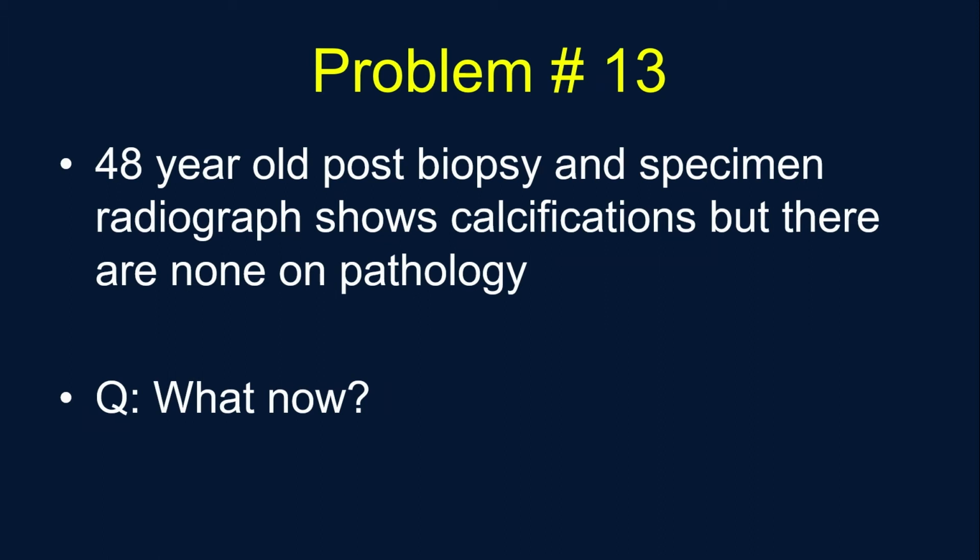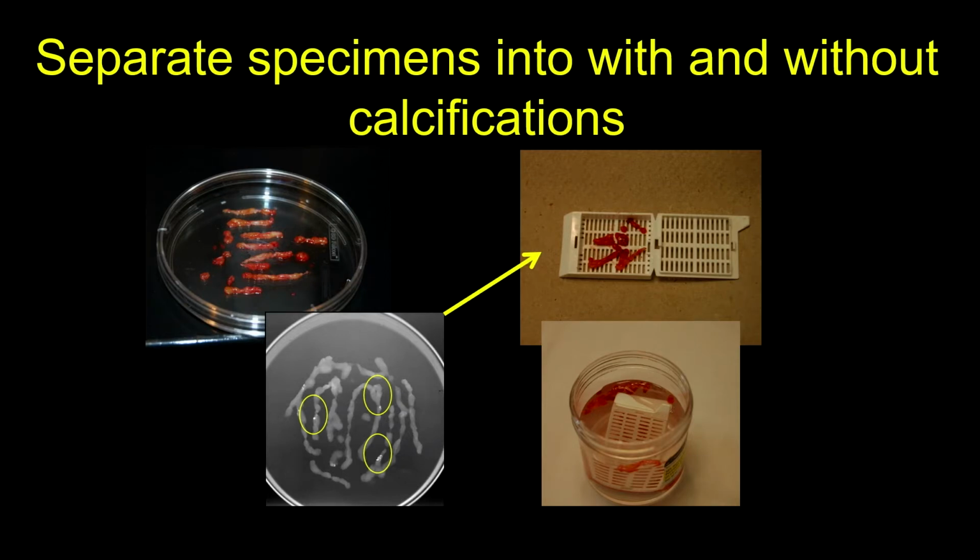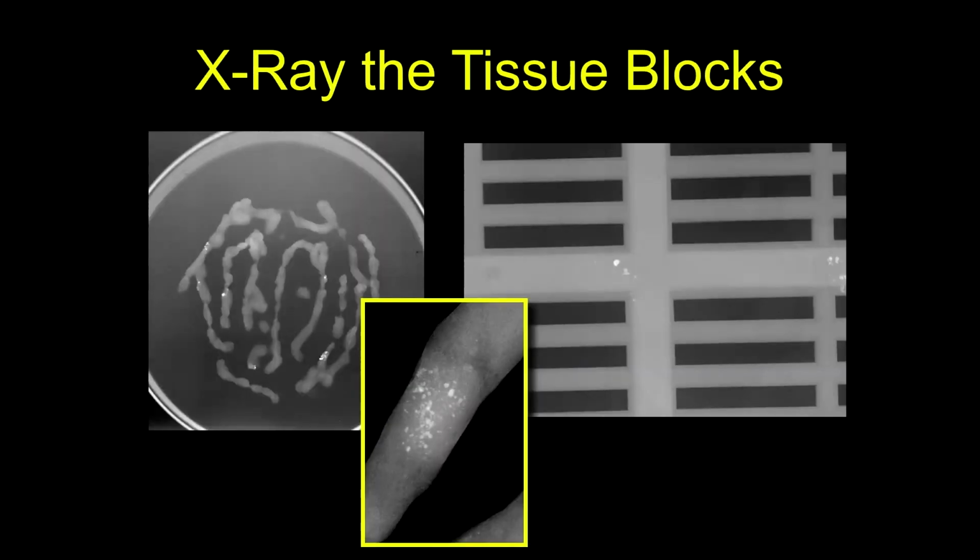One thing you could do up front is separate your specimen's calcifications and no calcifications, and that helps your pathologist sometimes when they're processing. But you can actually image the actual specimen blocks, and then once you can identify the calcifications in the specimen block, they can take special slices through that area and hopefully then identify some calcifications. So that's one option, to do the radiograph of those tissue blocks, and that can then help them localize.